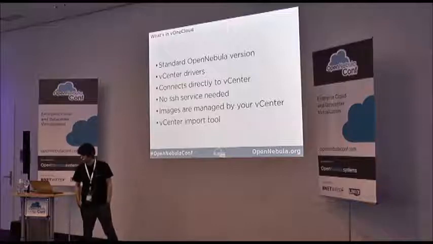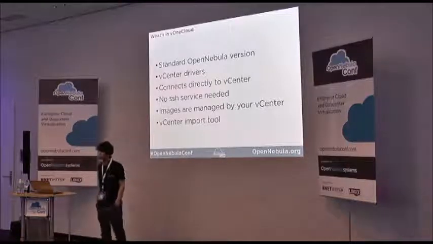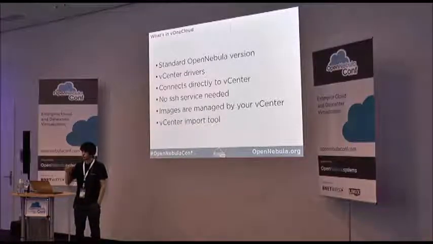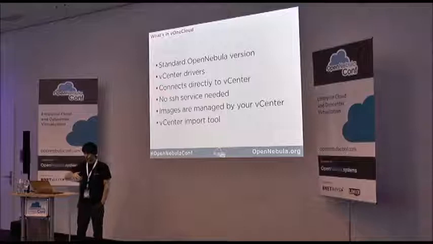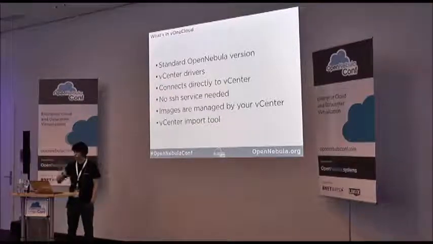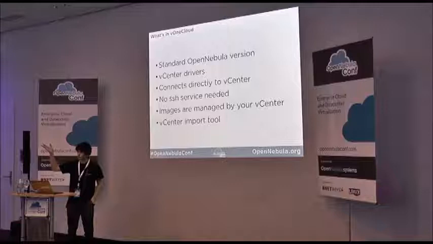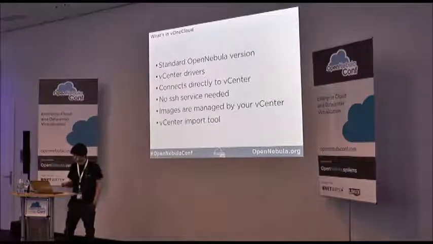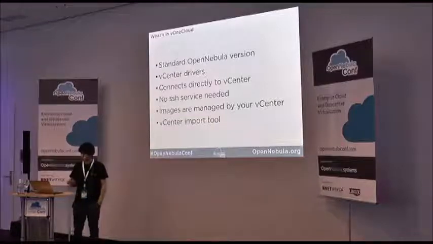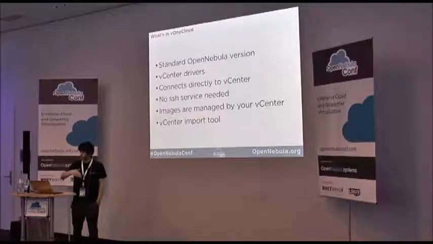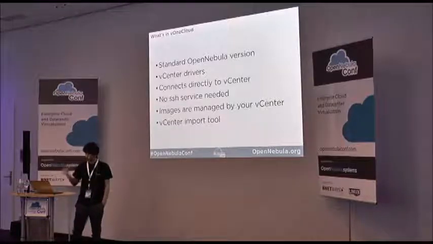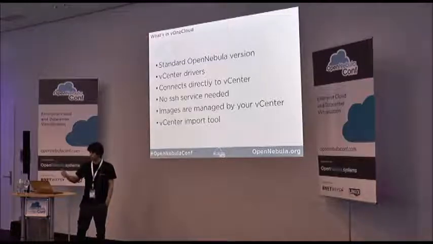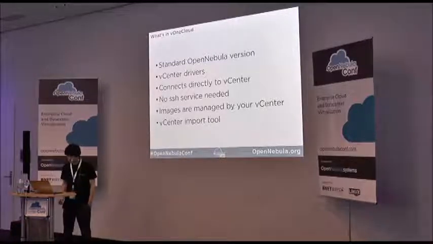What's in vOneCloud? This appliance is composed of CentOS 7 with OpenNebula installed. It's a standard OpenNebula version, so what we have inside this appliance is an RPM downloaded from our repository. So you're going to have the very same, latest version of OpenNebula. It has the vCenter drivers. OpenNebula comes with vCenter, but this appliance comes with vCenter already configured, so you can just start the virtual machine and connect to your infrastructure. It connects directly to the vCenter.